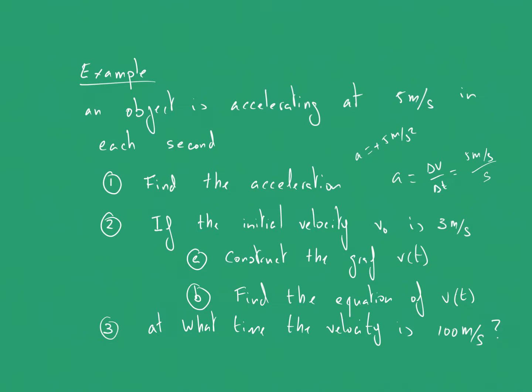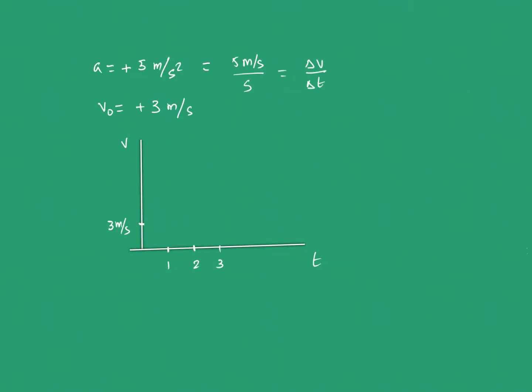The second question says, if the initial velocity is 3 meters per second, construct the graph of v of t for the case when the acceleration is plus 5 meters per second squared. And the third question says, find the equation of v of t. This is really a repetition of what we did with constant velocity in the graph x of t, but instead of doing this in the graph x of t, we are going to do it in the graph v of t. So, first question, this is the acceleration.